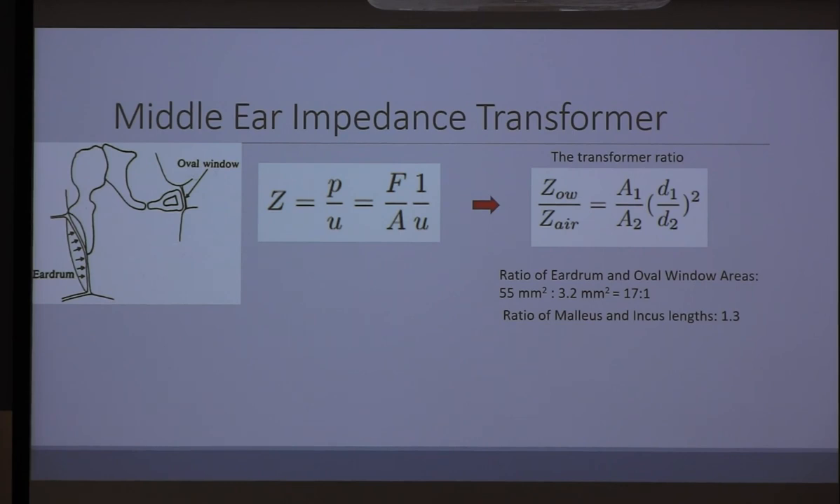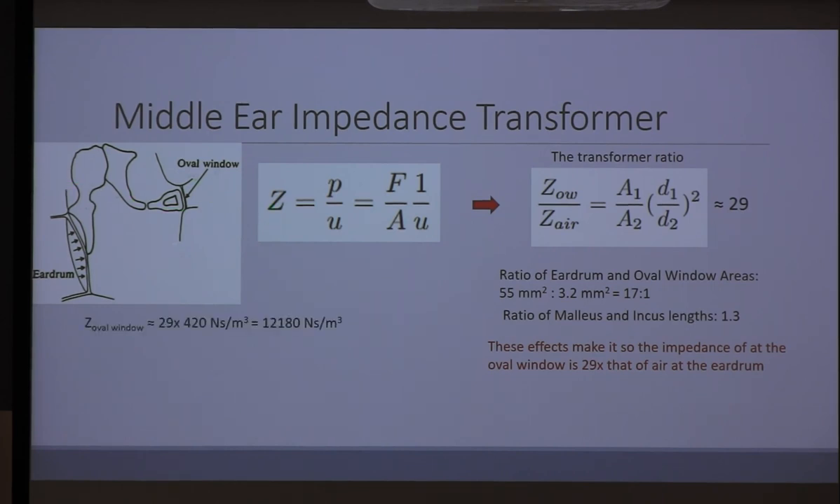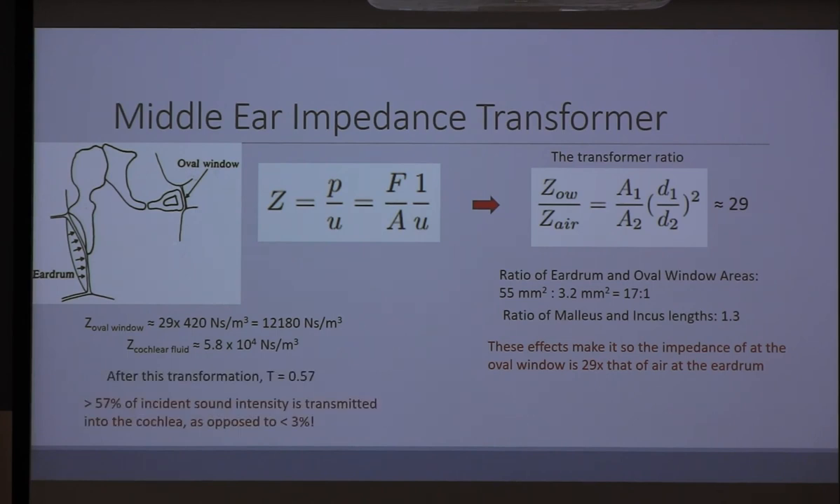And so plugging in numbers for this, the eardrum is 17 times larger than the oval window area, and the malleus is 1.3 times the length of the incus. We can estimate that the transformer ratio is 29. And so that means that this impedance transformer will take the impedance of air hitting at the eardrum and increase that 29 times before it reaches the oval window. And so if we multiply the impedance of air by 29 and calculate this again, we get that 57% of the incident sound is transmitted into the cochlea with this middle ear transformer, as opposed to the 3% that would happen if we didn't have that.